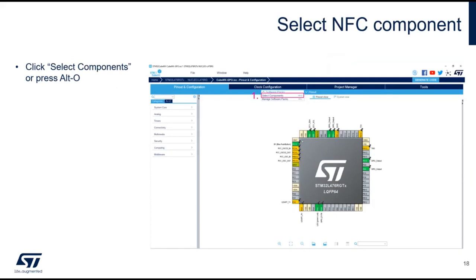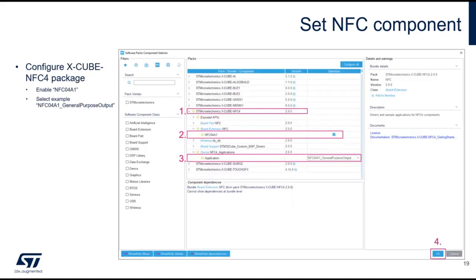Next, you will navigate to the Software Packs drop-down menu. This is located directly below the Clock Configuration tab. Then click on Select Components. You can also select this item using the Alt-O key combination. Click on STMicroelectronics X-CUBE-NFC4 to expand it. Then click on Board Extension, to reveal the NFC04A1 checkbox. Tick the checkbox. Finally, you click on Device to expand it. Only one item, Application, is in this drop-down menu. You will select General Purpose Output, then you click OK.